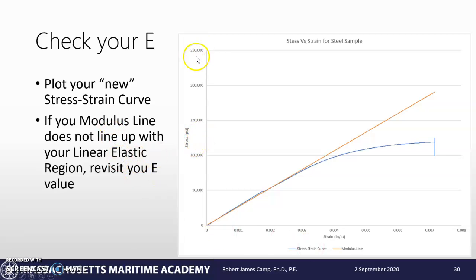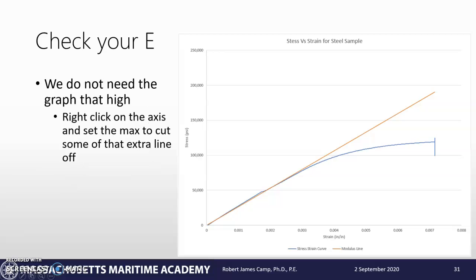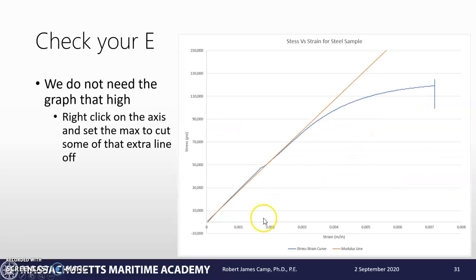So we don't need all this dead space on the graph, so what do we do? Well, if I right-click on that axis, I will set the max and say, I don't need to go that high, set the maximum to be 150,000. And so then I will end up like this, a much cleaner graph. And I showed you how to do that in some of the graphing examples earlier.